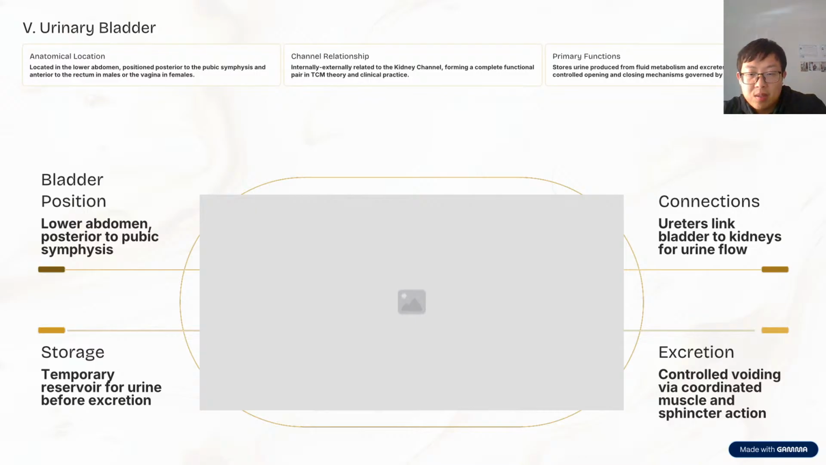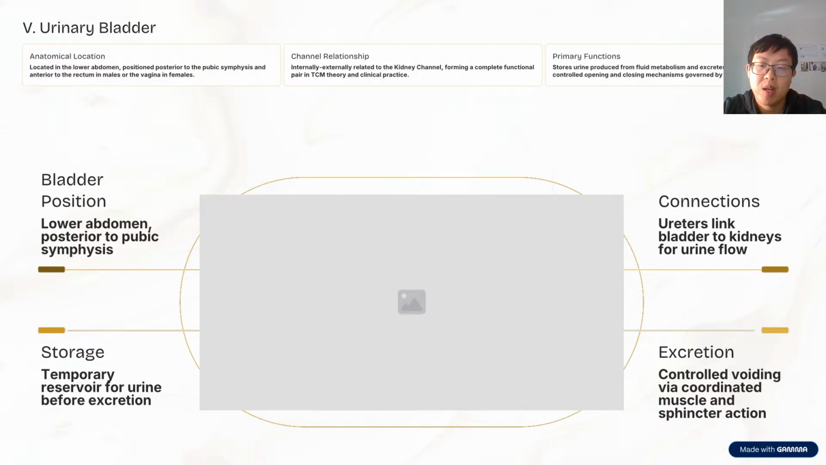Then we talk about the urinary bladder. The urinary bladder is located in the lower abdomen and is connected with the kidneys. It is internally and externally related to the kidney channel. The main functions of the bladder are to store and excrete urine. First, the bladder governs storage of urine.